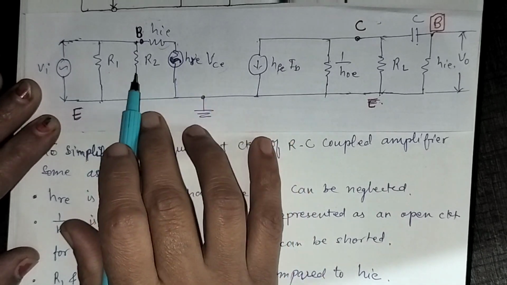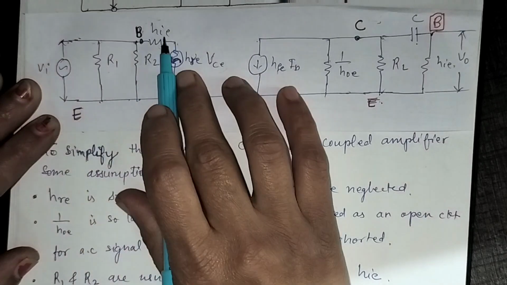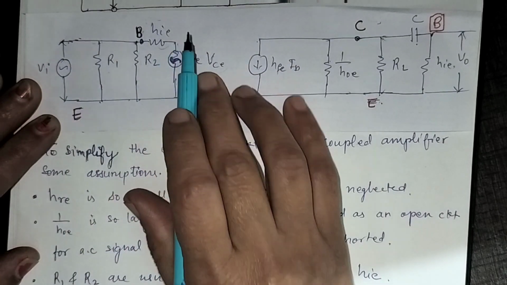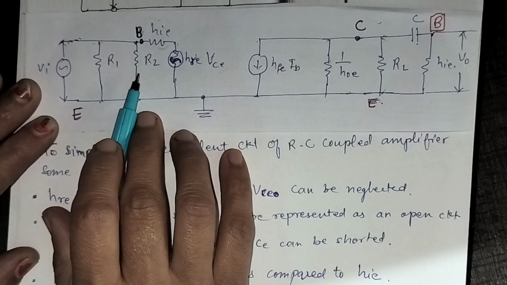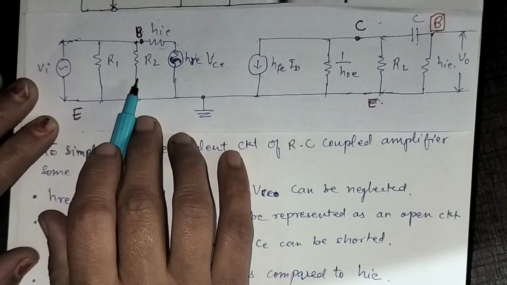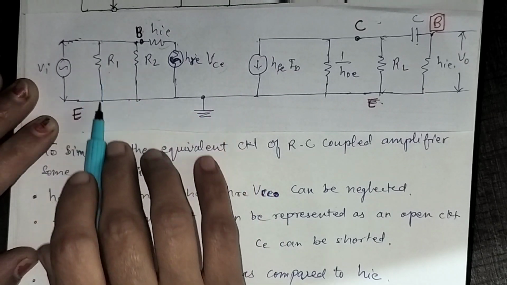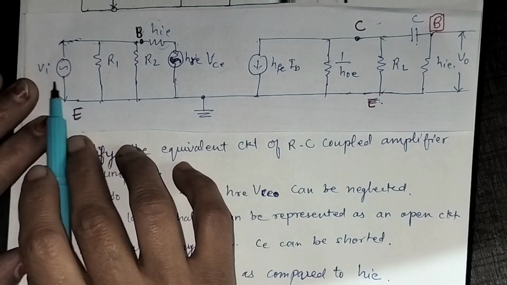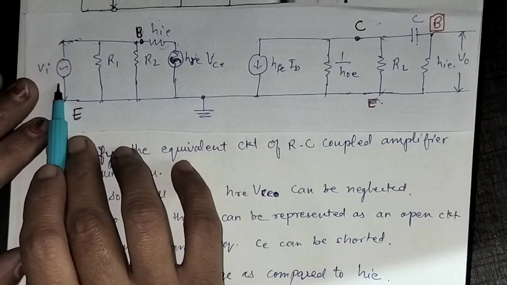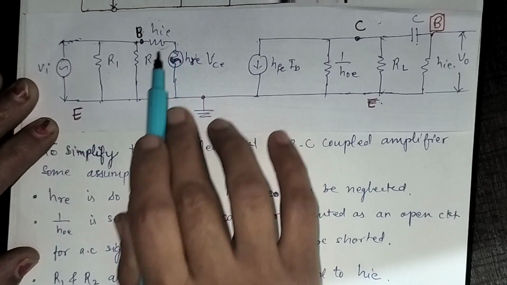So we can see the value of these two resistors is very high as compared to this hie. So we can neglect these two branches, R1 and R2. So after removing these branches, we can assume that it is open circuited here. So what is left here is Vi, meaning input voltage, and this hie.